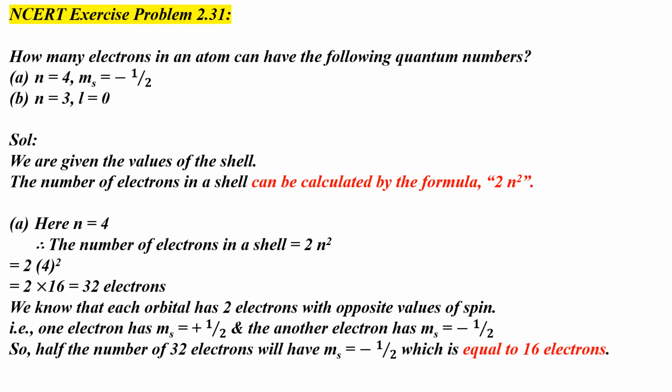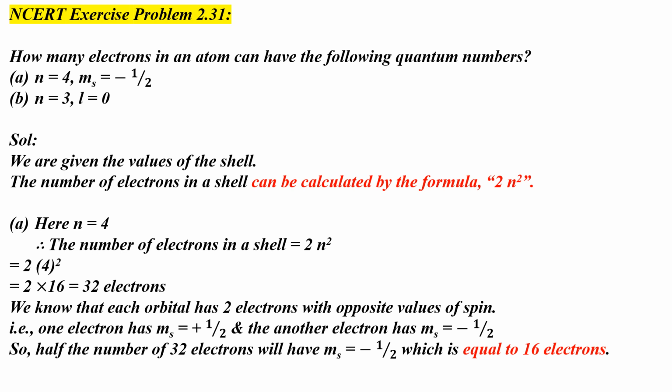Since you got 32 electrons as the answer for the total number of electrons occupying the fourth shell, it means half of this population of electrons have plus half spin and the other half of the electrons occupying the fourth shell have minus half spin. So half the number of 32 electrons will have ms equal to minus half, which is equal to 16 electrons. So this is your answer for the first set of quantum numbers. So these many electrons having minus half spin occupy the fourth shell.